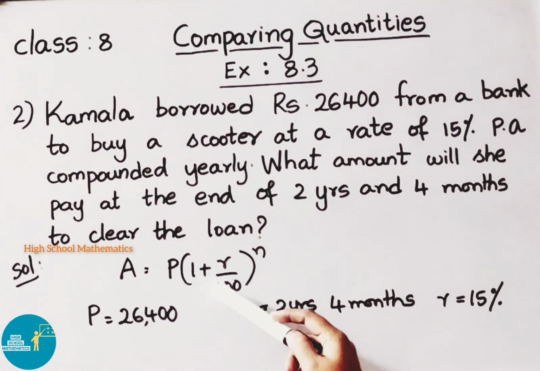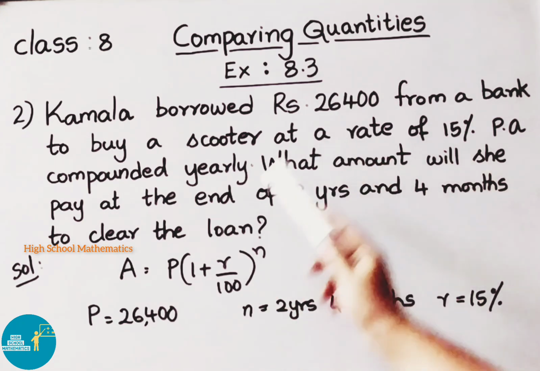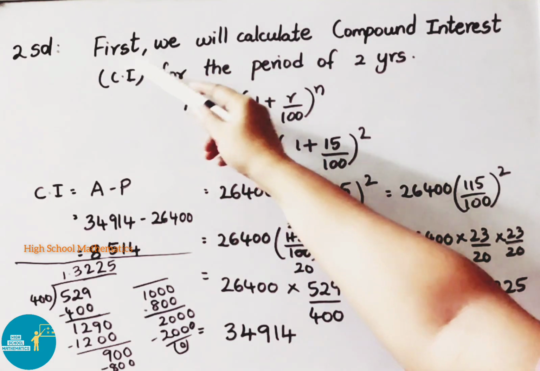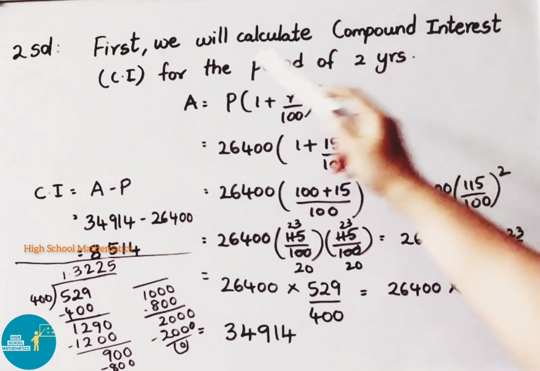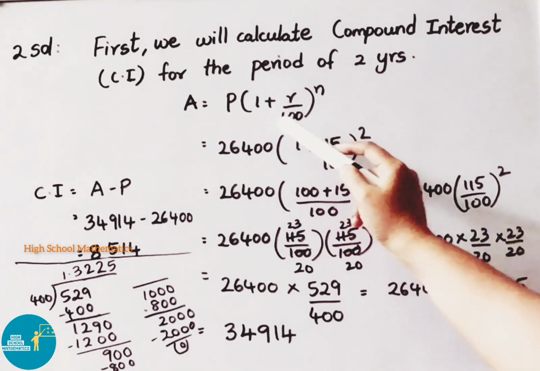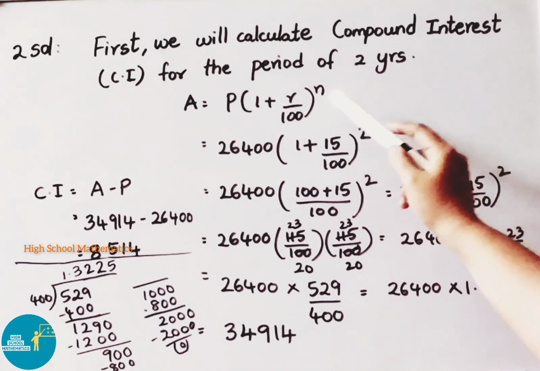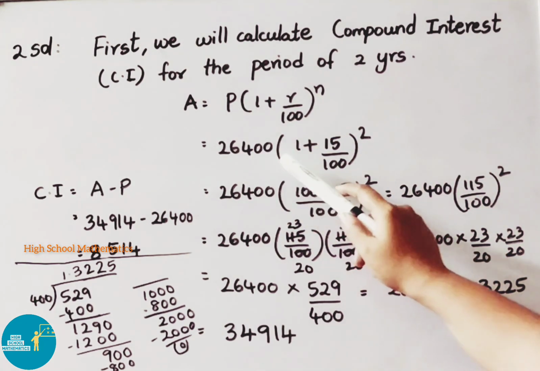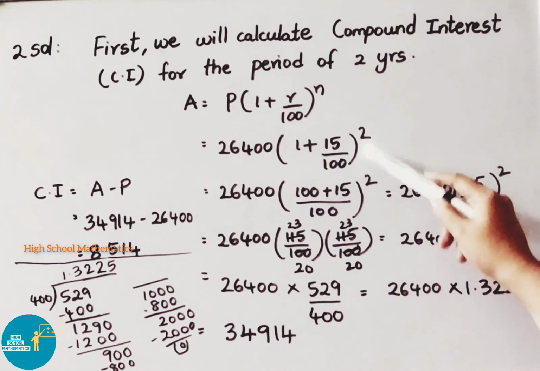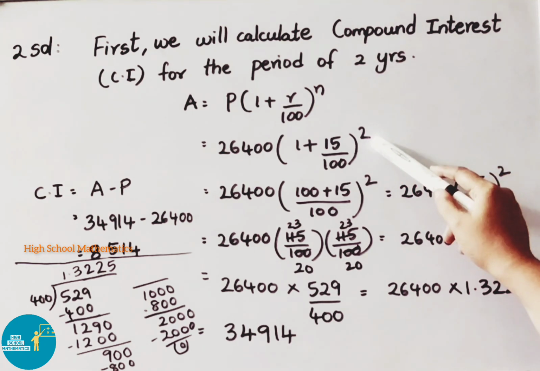A equals P into 1 plus R by 100 whole power n. Here the principal amount given is 26,400 rupees, the number of years n equals 2 years 4 months, and R equals 15%. First we will calculate compound interest for the period of 2 years. We know the formula A equals P into 1 plus R by 100 whole power n. Here P is 26,400 into 1 plus the rate of interest 15 by 100 whole power n, where n is 2 years, so we have taken 2.